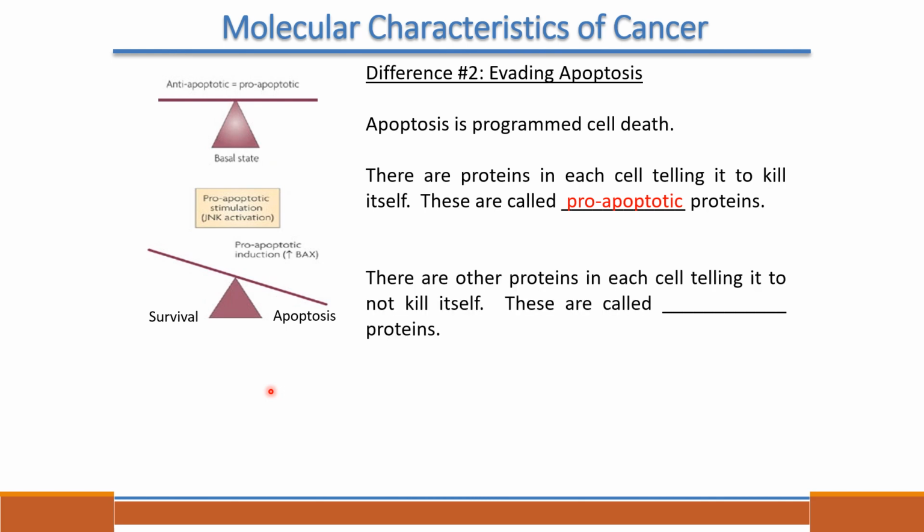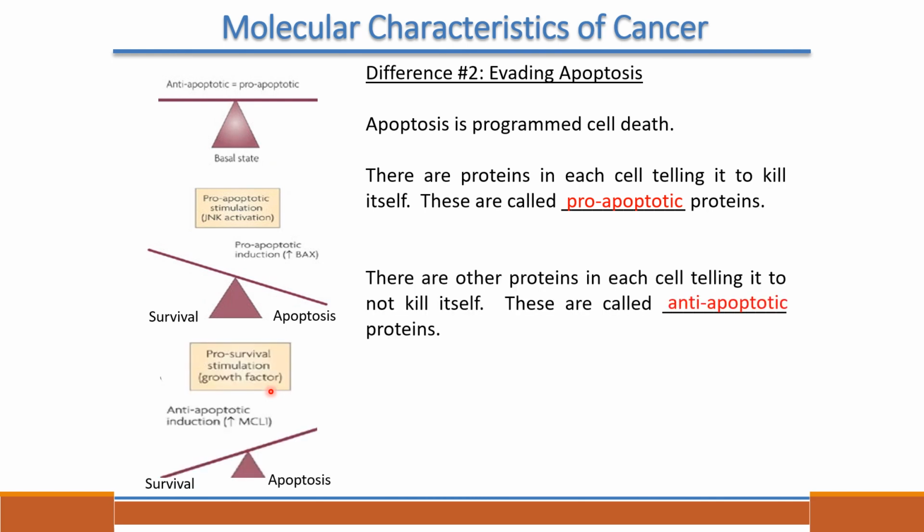However, the opposite can happen. Here you have the opposite case, where the survival factors are the ones that win, so you have more of them. The anti-apoptotic proteins are induced, for example MCL1, an anti-apoptotic factor. These proteins are telling the cell, survive, you don't need to kill yourself, continue, you're in good shape, you don't have a lot of mutations.